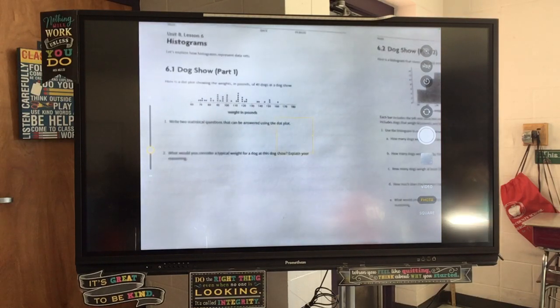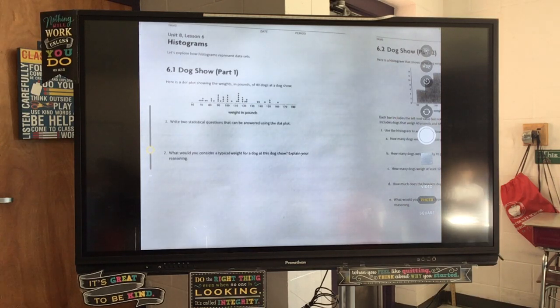So it says, here's a dot plot showing the weights in pounds of 40 dogs at a dog show. So number 1, write 2 statistical questions that can be answered using this dot plot. And 2, what would you consider a typical weight for a dog at this dog show? Explain your reasoning. All right, I'm going to give you 4 minutes. Go ahead. You should be done with your graph and you should be with us on this page. If you're not done with the stuff we just did, you need to put it away and get here.